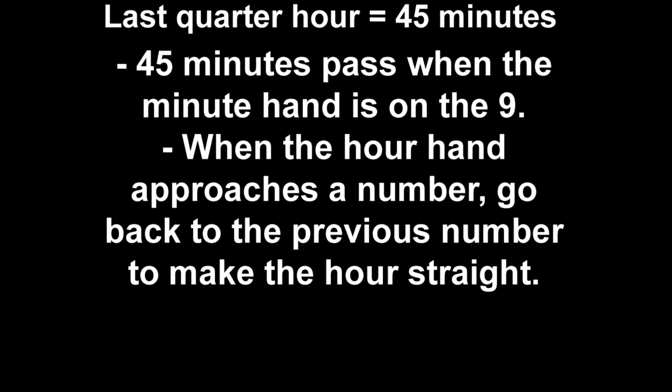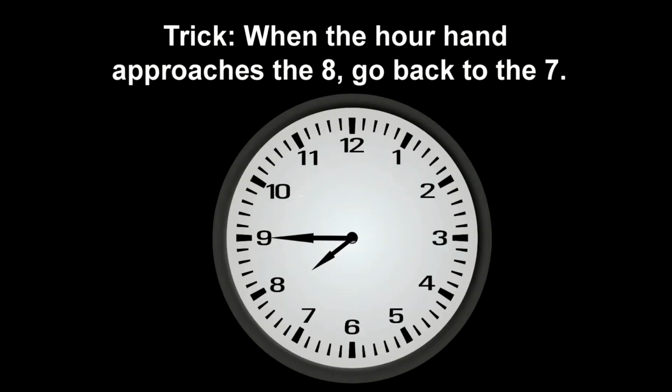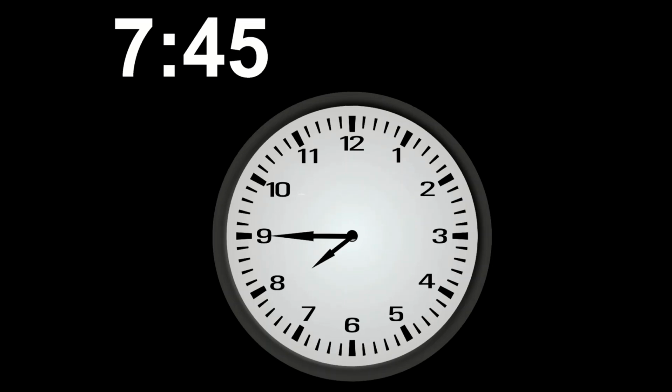When the hour hand approaches a number, go back to the previous number to make the hour straight. Let's look at these times. In this time, the hour hand approaches the 8, so go back to the 7. Since the minute hand is on the 9, 45 minutes pass, so it's 7:45.